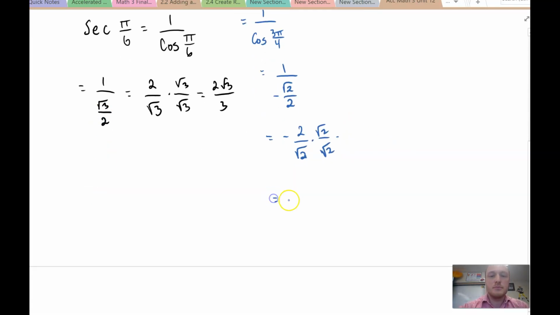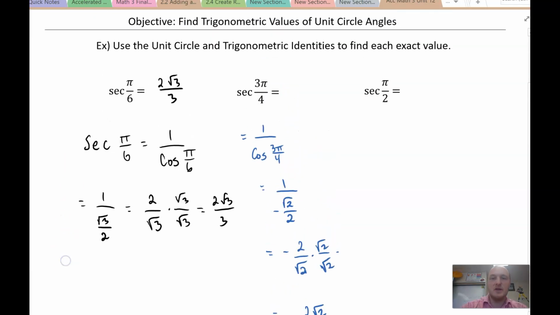You get negative 2 root 2 over 2, which is just negative root 2. Okay, so negative root 2.